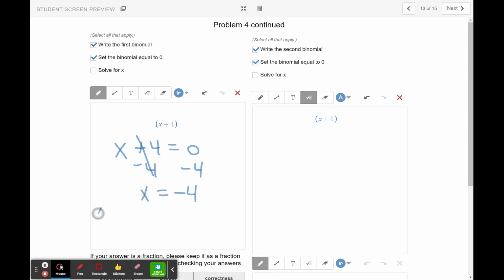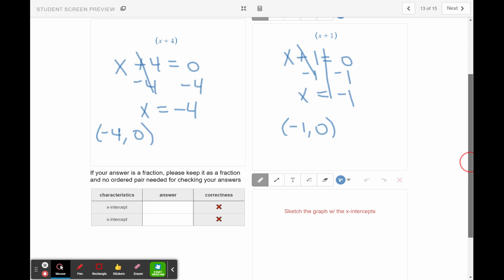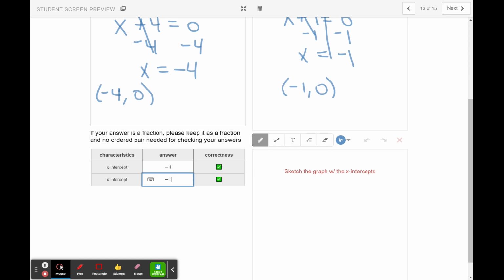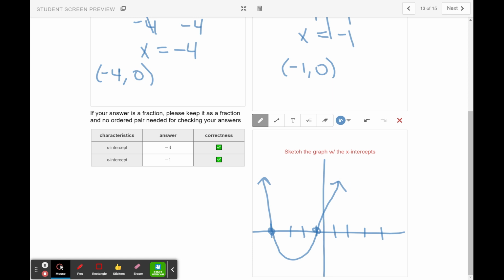So in this case, x equals negative 4. Then we have negative 4 comma 0. And then we have x plus 1 equals 0, minus 1 on both sides. So then our second x-intercept is negative 1. So let's confirm our answer, or answers. We have negative 4, negative 1. So once again, our graph is concave up because our first term was x squared. If you go back to slide 12, x-intercept is negative 4, x-intercept is negative 1. Just draw your best U-shape parabola that you can. That's all I'm asking for.